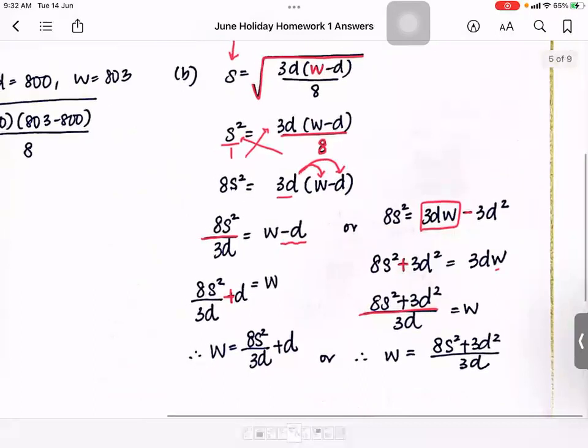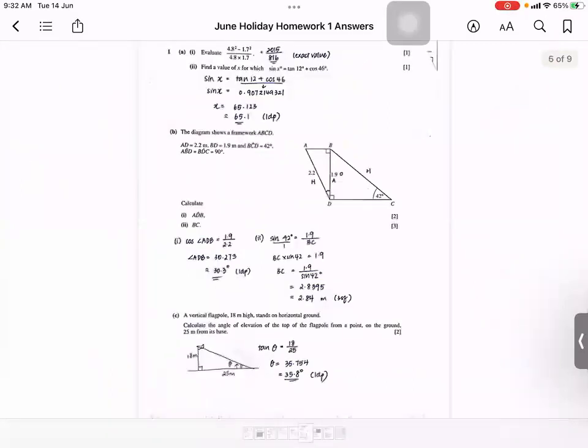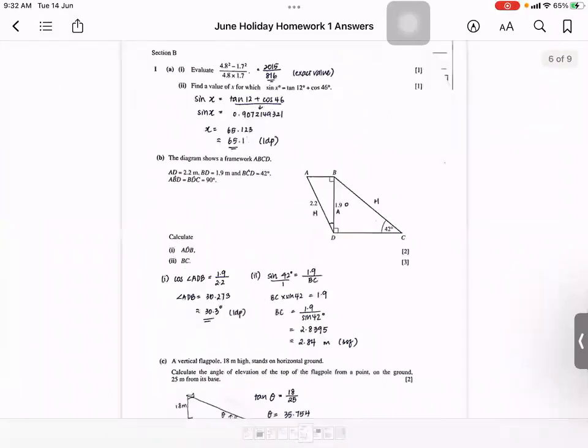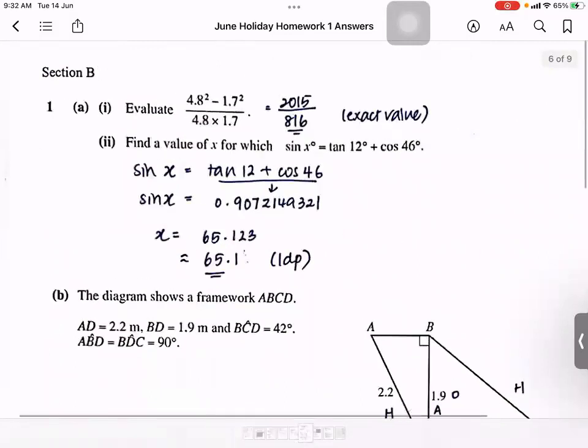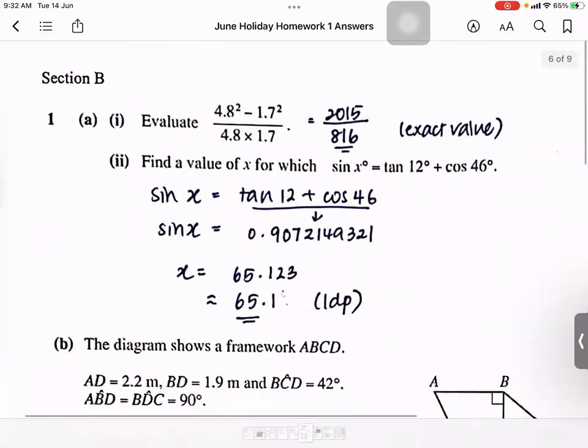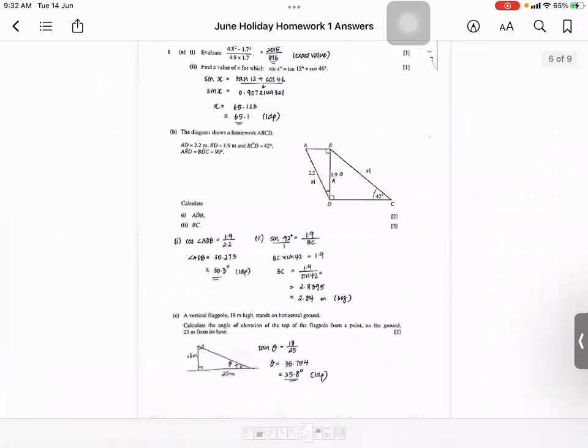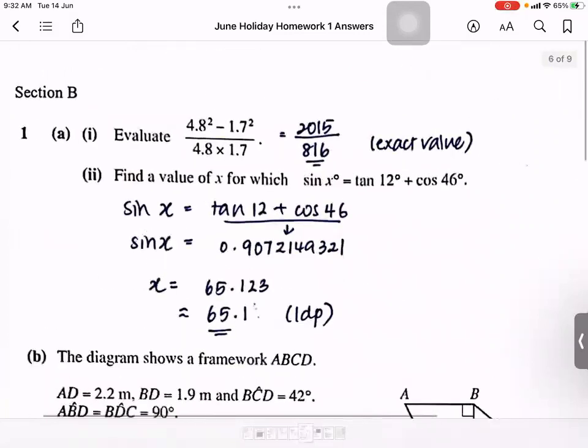N-level sure will have one question on changing subject of a variable, but this question is considered relatively more difficult already because it combines a few skills together in one question. Okay, section B. The first one over here is just to calculate the number.